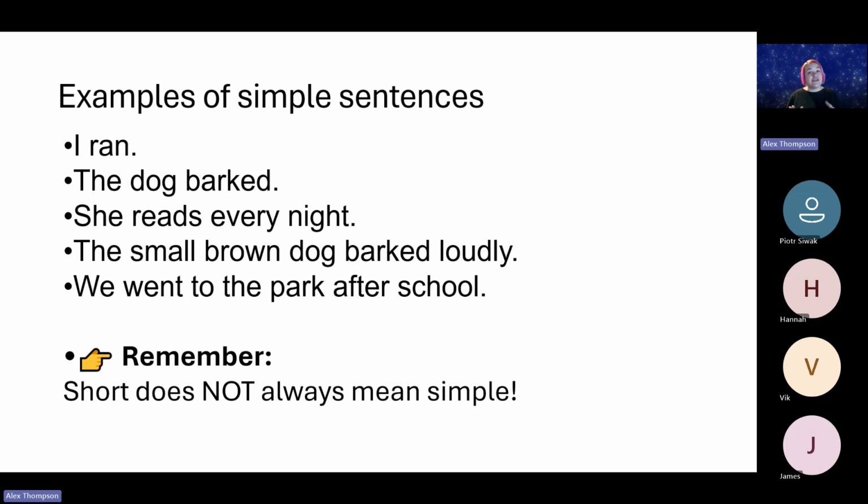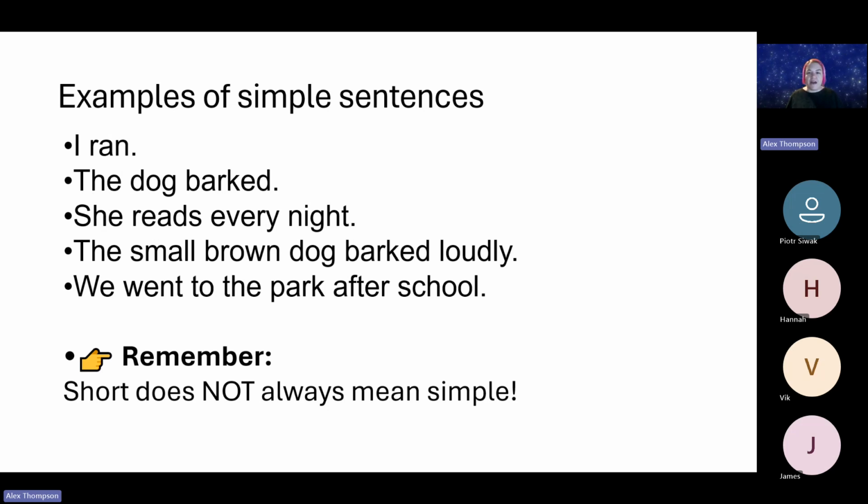So a short sentence doesn't always mean it's simple, same as a long sentence doesn't always mean it's one of the other varieties. It's a case of as long as it just has one subject doing one activity, it is a simple sentence. That's it. After that, we start to build them up, and they get ever so slightly more complicated. So once we have quite a good understanding of a simple sentence, then we can move on to compound sentences.